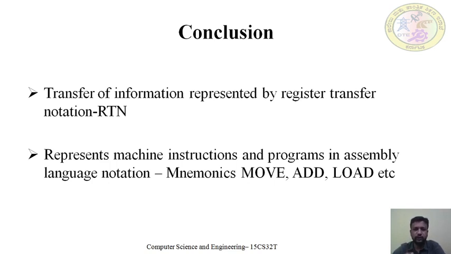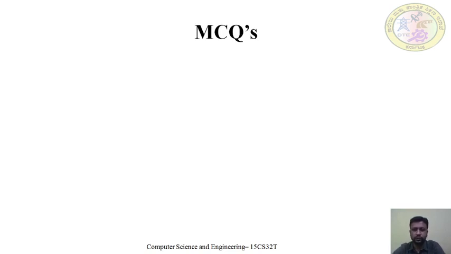Always the contents of a memory location are represented using square brackets. The right hand side of the register transfer notation represents the value, and the left hand side represents the location where the value needs to be placed. One more concept we have discussed is assembly language notation. This is used to represent machine instructions and programs using mnemonics such as move, add, load, store, etc. Based on this we shall discuss some multiple choice questions.